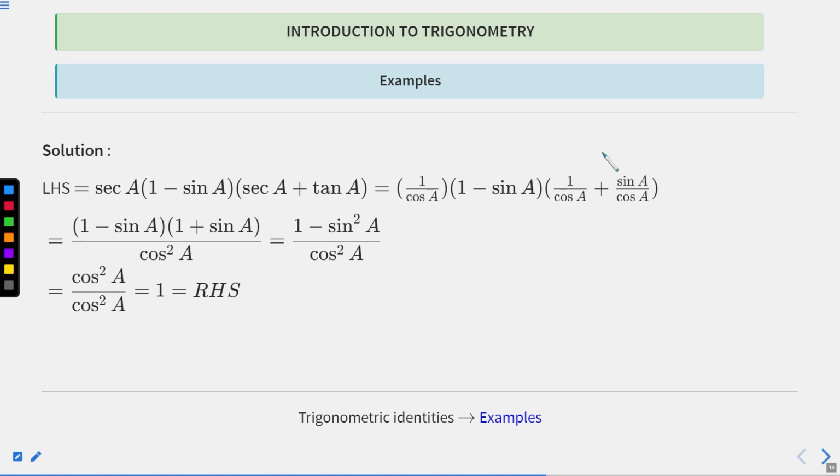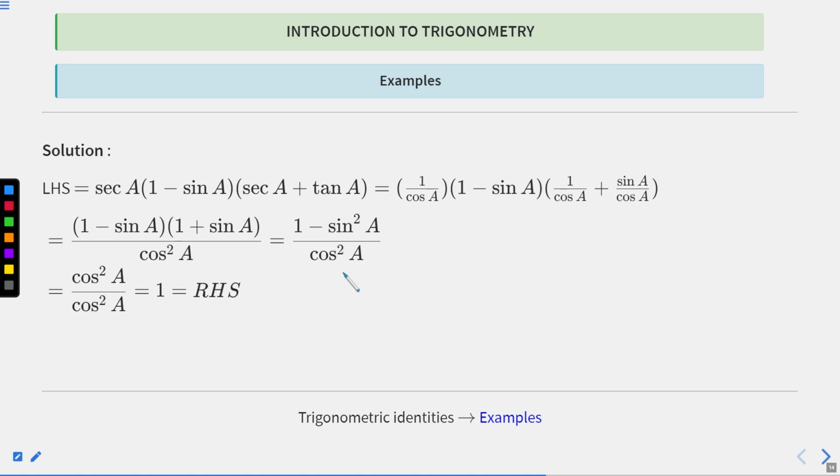Okay, and now if we simplify it, then we'll get this is equal to 1 minus sin a into 1 plus sin a divided by cos square a. And we know this identity, a plus b times a minus b is equal to a square minus b square. Now if we use this identity, then we will get 1 minus sin a into 1 plus sin a as 1 minus sin square a, and cos square a is as it is. So this is equal to 1 minus sin square a divided by cos square a.